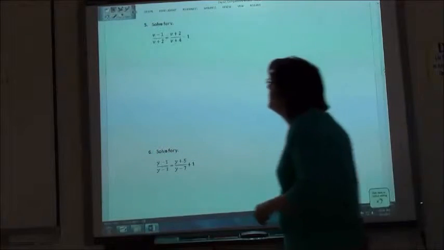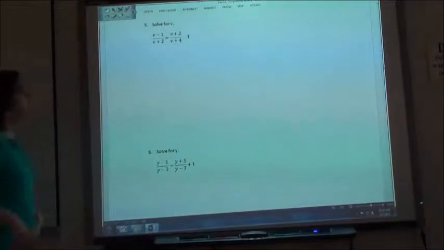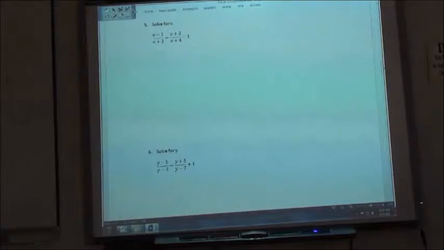So number 5, same kind of thing. I want to get rid of the fractions. I'm going to multiply by my common denominator, which is going to include both the v plus 2 and the v plus 4.